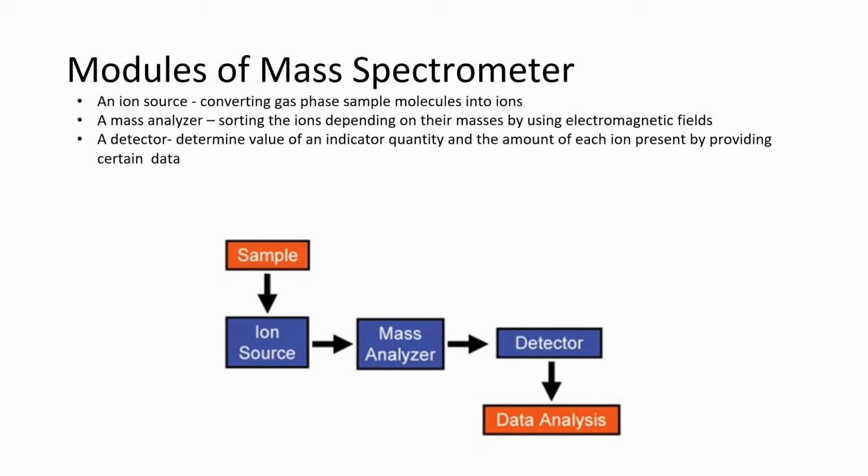Now on this slide, I'm going to discuss the modules of mass spectrometry and how the process goes on. Here the sample is converted into an ion source, and from the ion source it's delivered to the mass analyzer where the ions are sorted by using electromagnetic fields. In the detector, the ion quantity is determined, and data are collected for the data analysis.